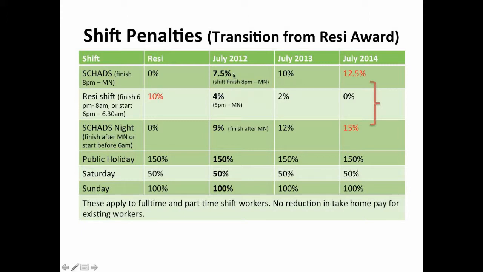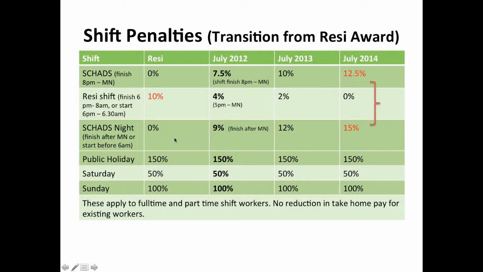From July this year, we'll phase the 7.5% heading towards the 12.5%, and we'll go to 10% from July this year. At the same time, that 4% phases down to 2%. So you will in fact be paying someone 12%. From July next year, you'll just be applying the 12.5%, which is the modern award provision.